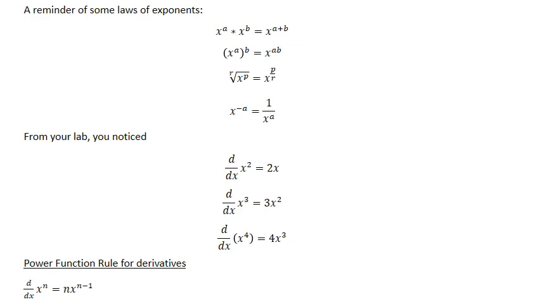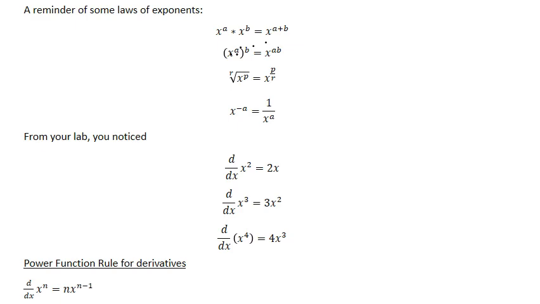Remember, for multiplying, we add exponents. The bases have to be the same. If we have an exponent raised to a power, so a power to a power, we multiply the exponents. The last two are probably more critical because neither of these really looks like power functions to begin with.